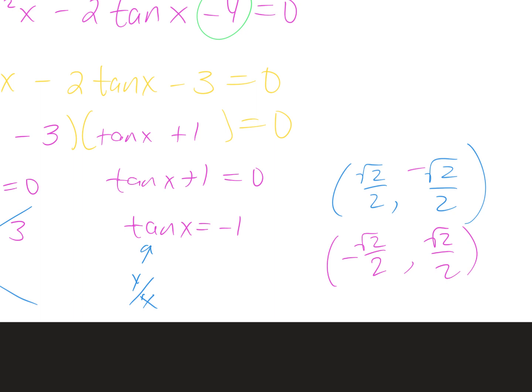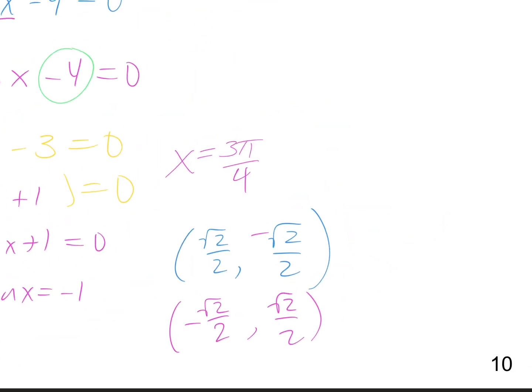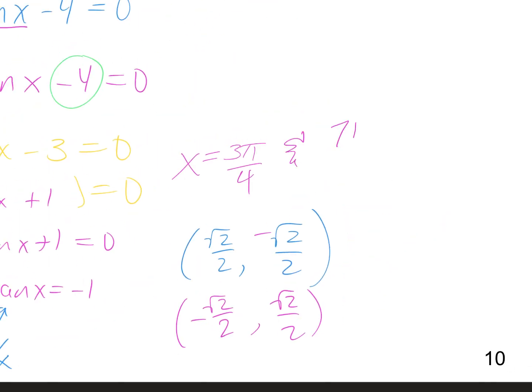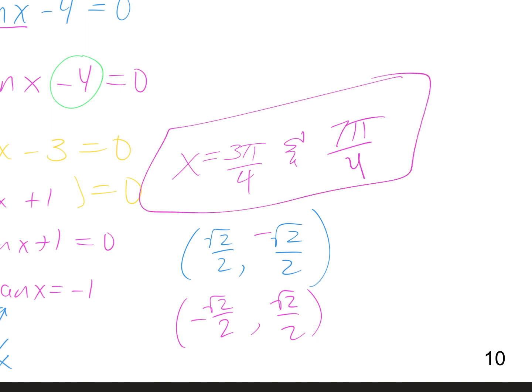3 pi over 4. Hold on a sec. 3 pi over 4. Or 7 pi over 4. Whoa, that is a funny looking 4. 3 pi over 4. And 7 pi over 4. Okay, good. Celine. Can it be either of them? Yeah. Like, for the negative, you're saying either of them could be? Both of them. Yeah, both of those will give you a negative 1 answer.